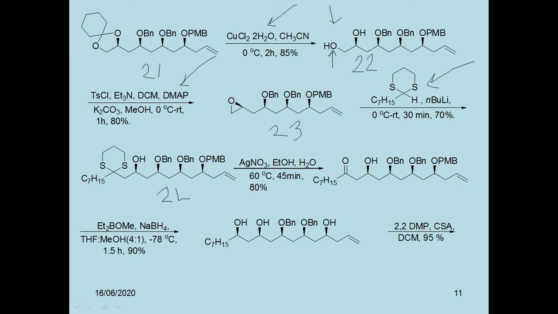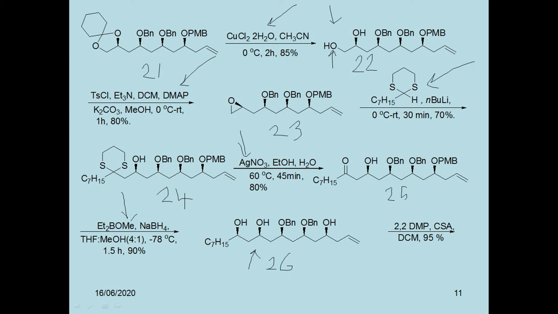Then you are doing the same functional group manipulations. The thiol group is removed using silver nitrate in ethanol and water, so you are getting the keto compound here. Then the keto compound is subjected to diethyl boron and sodium borohydride methodology. You are getting the syn diol here, 26.